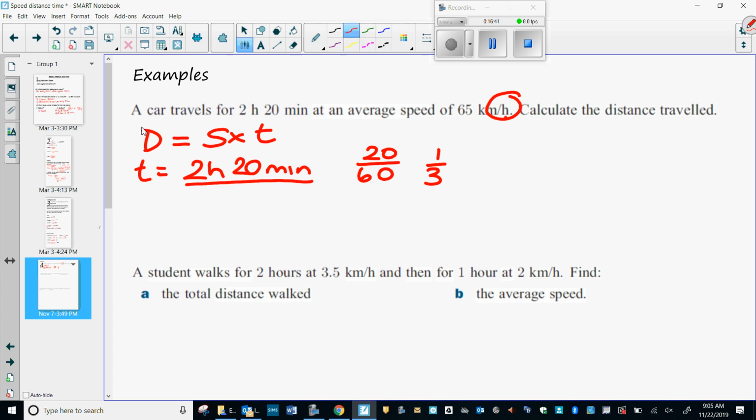Can we do it as a decimal? The reason I'm suggesting not is because I know that 1/3 is a recurring decimal, and that's where people start making mistakes. Your calculators all work in fractions and mixed numbers.